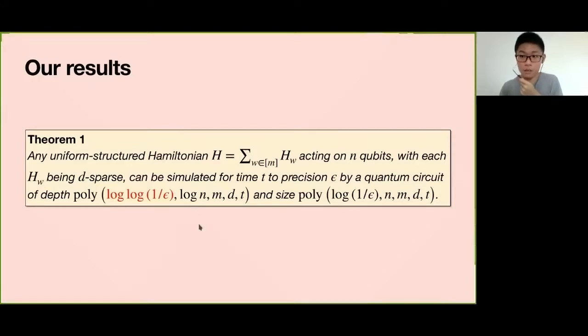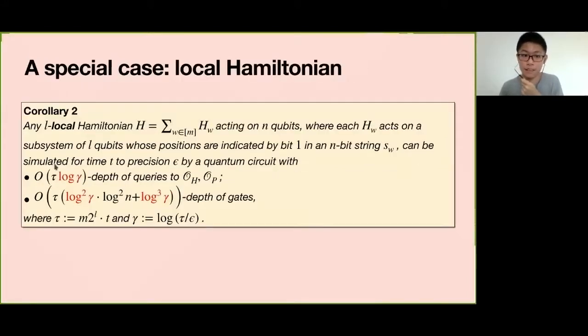Now for a clearer look of this result, we can apply it to a special case for local Hamiltonians. If H is an L local Hamiltonian, that means each HW acts only on a subsystem of L qubits, and these qubit positions are indicated by bit 1 in the parameter string SW. I recall this example, if HW acts non-trivially on the first and third qubit, then SW has bit 1 on this bit.